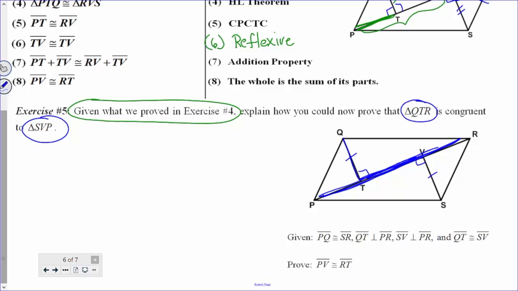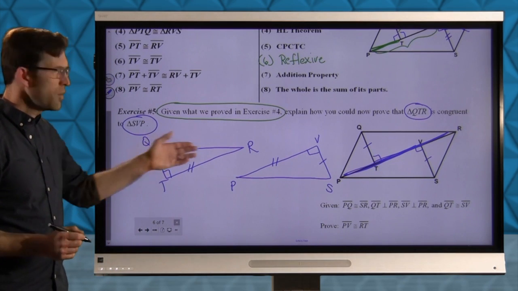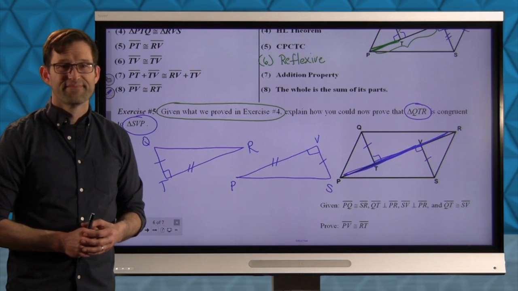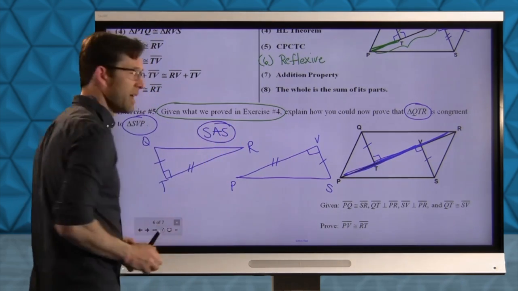Let me just draw QTR and bring it over here. It's nice to be able to do that. What do we know? We know this, this, and this, right? And let me bring this over here. This is SVP. We know this, this, and this. So how can we now prove that these two triangles are congruent? Which of the major theorems does it? Well, hopefully it's obvious. We could now prove they're congruent by side angle side.